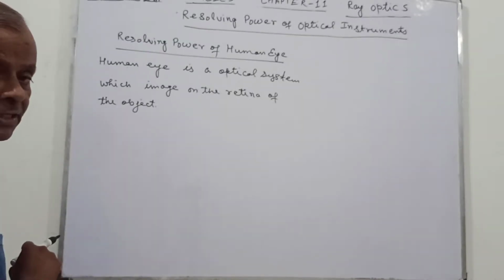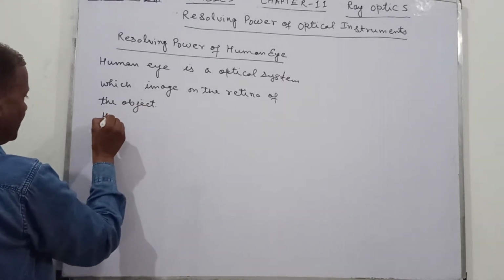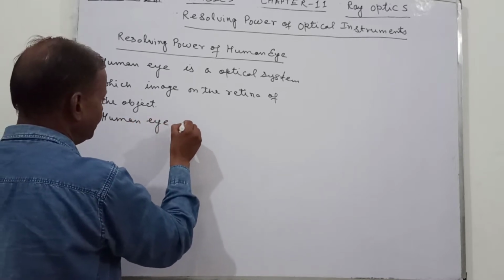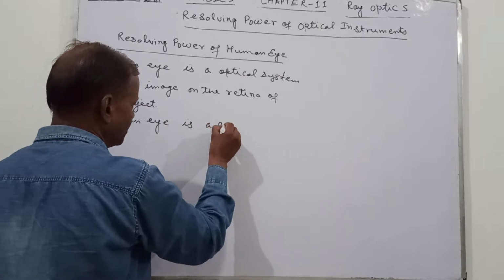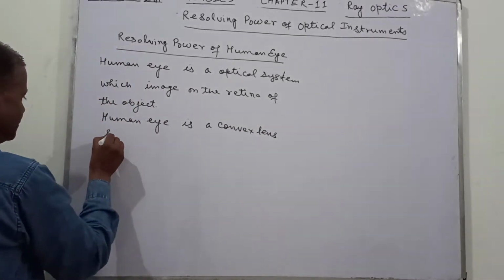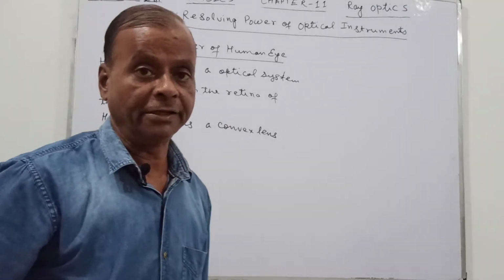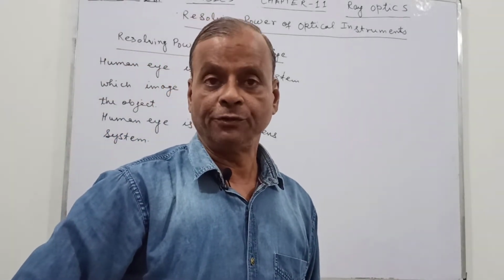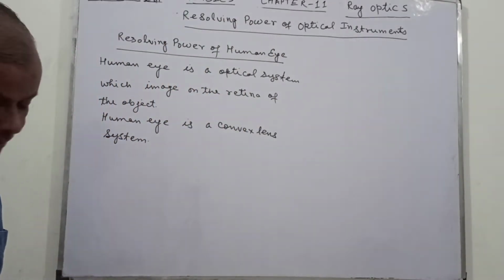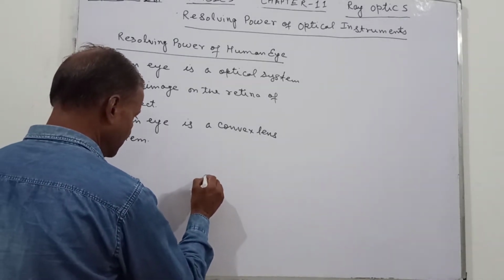The human eye has a convex lens. The human eye is a convex lens system. I have told you about the human eye before this in one video. So now next, here we have the human eye like this.